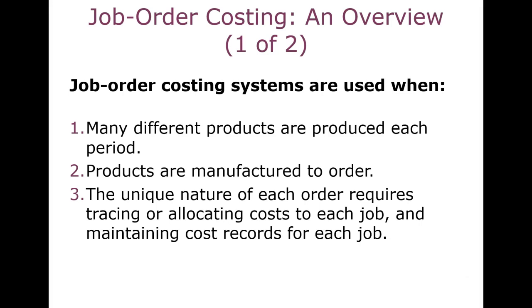This is, like number 2 here says, products are manufactured to order. And number 3, the unique nature of each order requires tracing or allocating cost to each job and maintaining cost records for each job. What this means is that each individual job requires different materials, different labor than the other jobs. And of course, we'll apply overhead to those jobs according to some kind of basis we're going to talk about a little bit later.